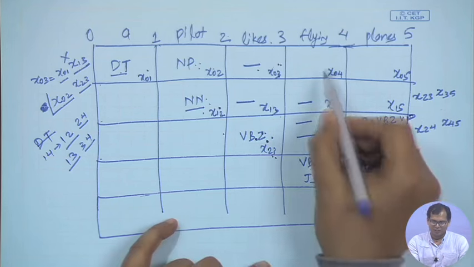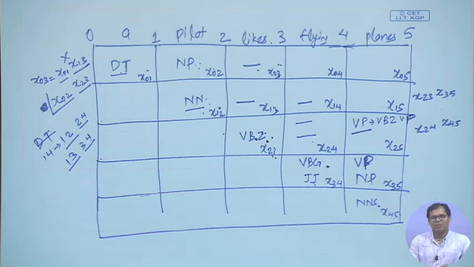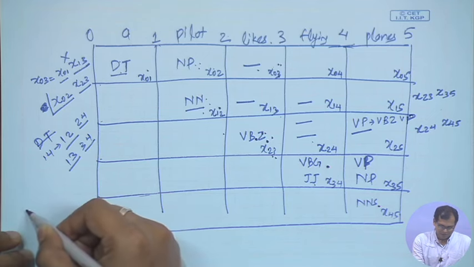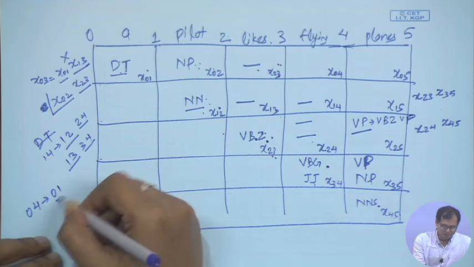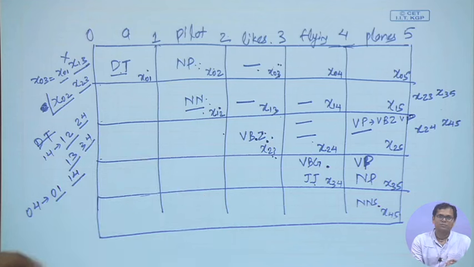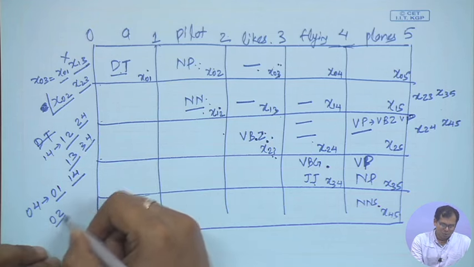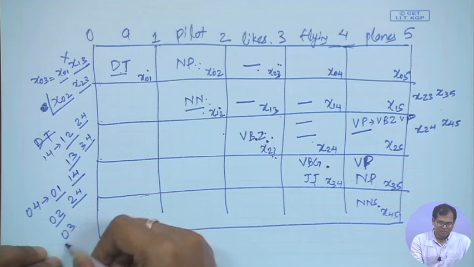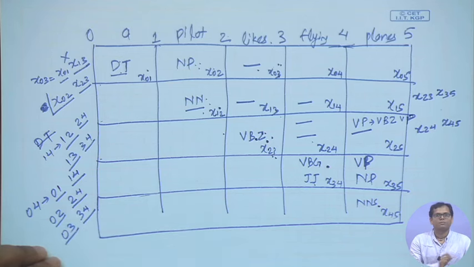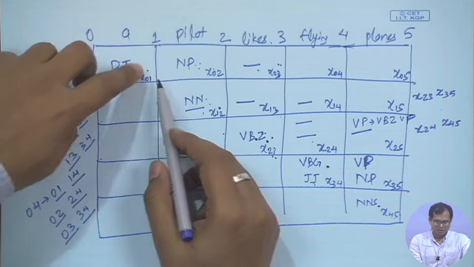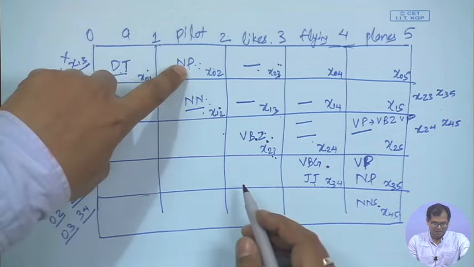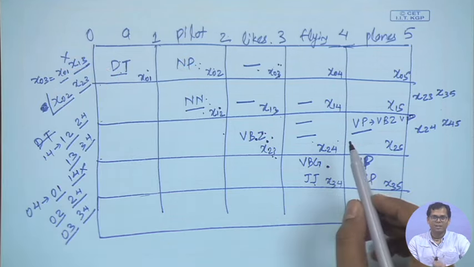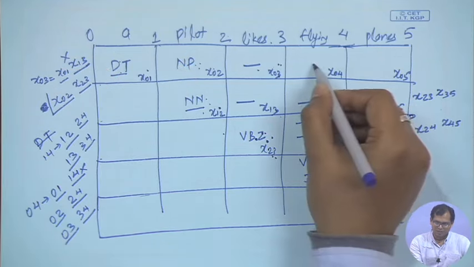Similarly, now you will go to X04. What are different ways in which you can break X04? Again you have to break it in a sequence of two non-terminals. So it can be 01 followed by 14, or 02 followed by 24, or 03 followed by 34. The three ways. So let us see one by one. 01 is DT, 14 is null. So this part is gone. 02 is NP and 24 is null. This part is also gone. 03 is null already. So this is null.